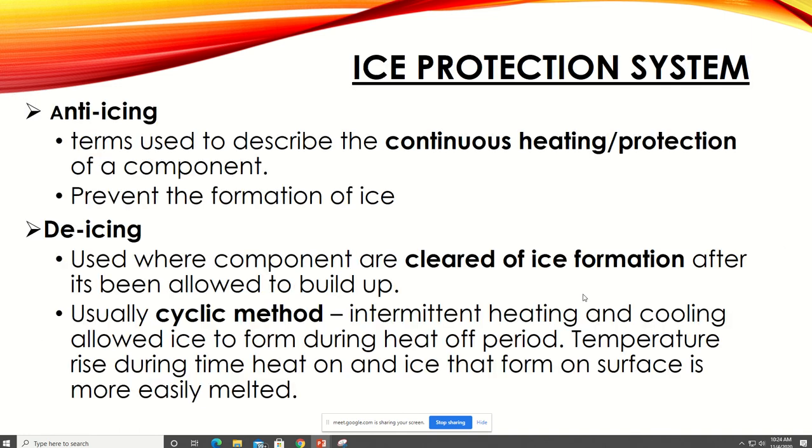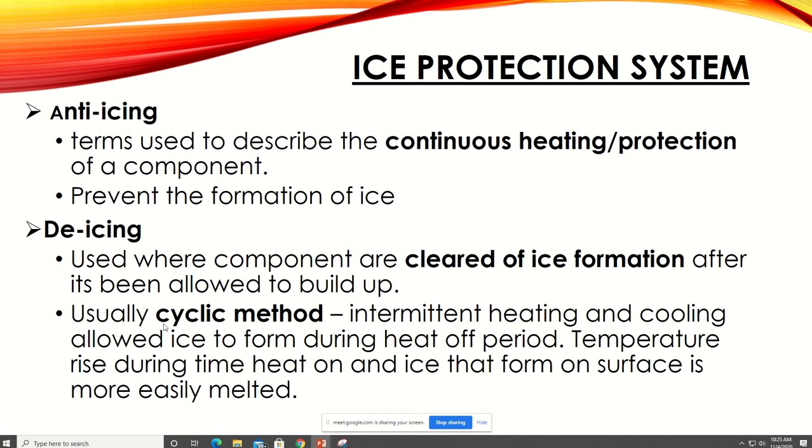Anti-ice, the ice protection system. There are two: anti-icing and de-icing. Do you know what anti-icing is? It is to prevent the formation of ice, the term used to describe continuous heating or protection of a component. So how about de-icing? It is used where components are cleared of ice formation. Meaning ice will form; we allow ice to accumulate and build up, and then we clear the ice.